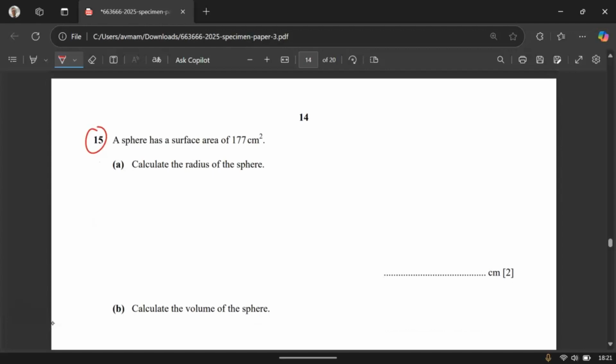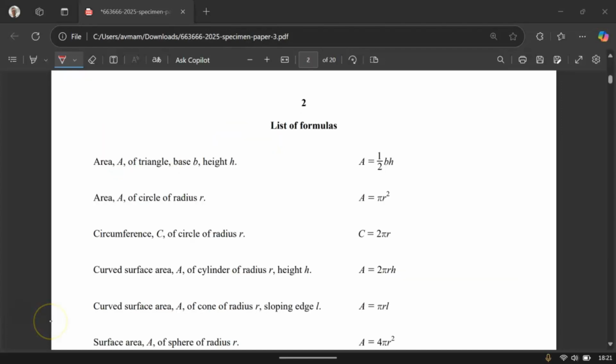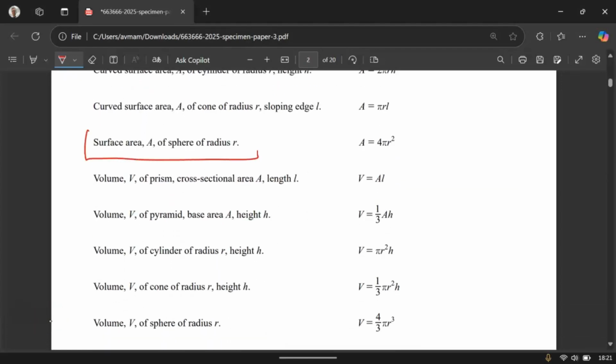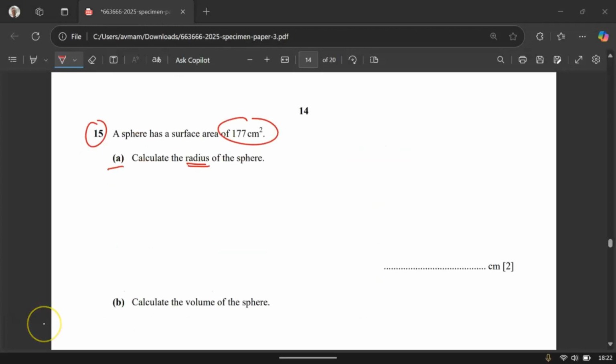Question number 15. A sphere has a surface area of 177 square centimeters. Part A says calculate the radius of the sphere. In page number 2, you have all the list of formulas. The sphere is right over here. 4 pi r squared will give you the surface area, that is 177. Divide both sides by 4 pi.